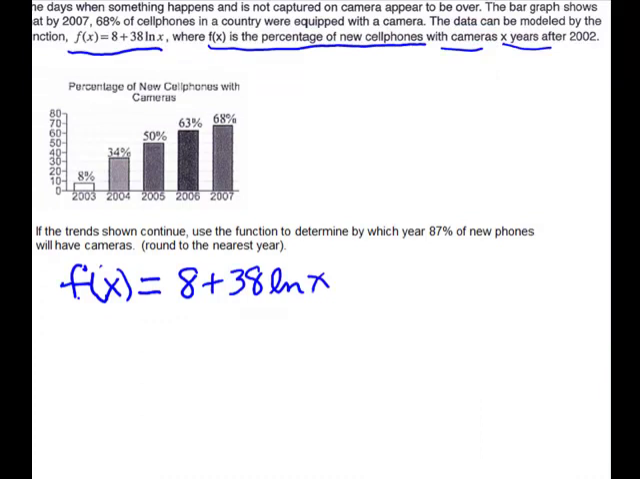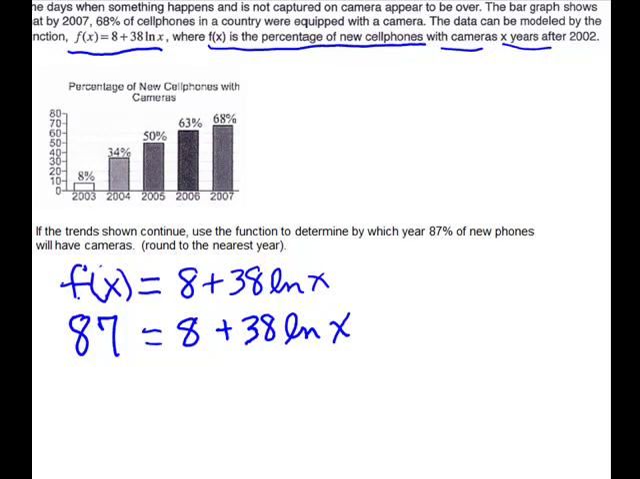The next question says, if the trends shown continue, use the function to determine by which year 87% of new phones will have cameras. Round to the nearest year. So remember from the beginning, your function is telling you the percentage of new cell phones with cameras. So the 87% is going to be our f of x. And then we want to solve for x.